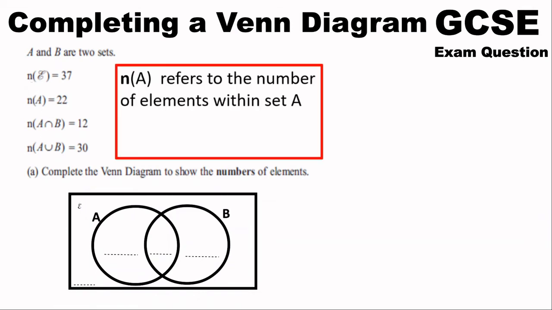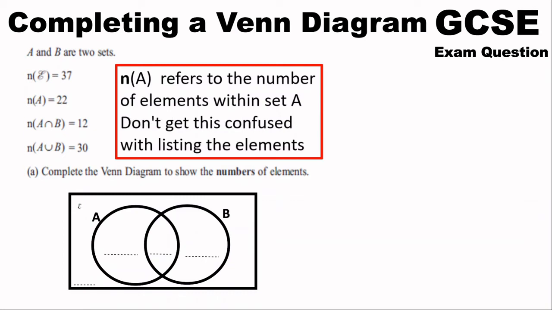They've also given us some information about the universe and these sets, but notice this n in front of the universe. N bracket A refers to the number of elements within set A. So don't get confused with listing the elements. When we're told that n(A) is equal to 22, that doesn't mean that 22 is a number in set A. That means that set A has 22 elements within it. These could be 22 people, 22 cars, 22 stores, 22 anything. There's 22 members of set A.